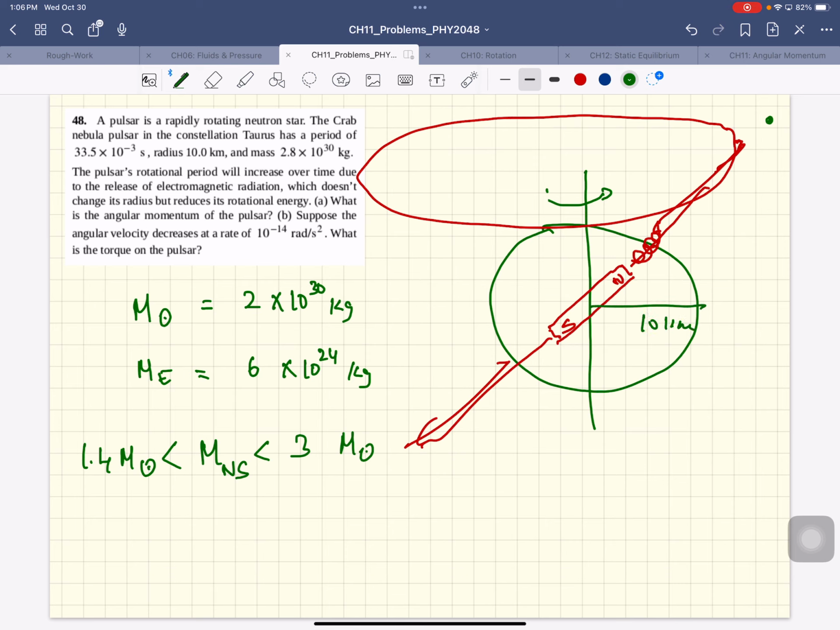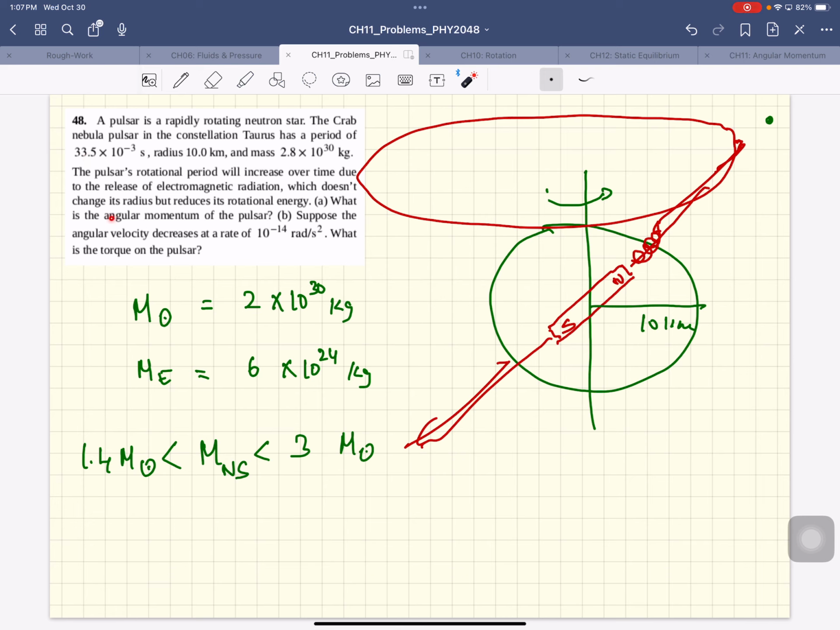And it has a mass of that. So the pulsar rotational period will increase over time due to the release of electromagnetic radiation, which doesn't change its radius but reduces its rotational kinetic energy. Okay, you're radiating energy, so you're losing energy, and as a consequence, you slow down. And we have accurately measured this, so the period will increase.